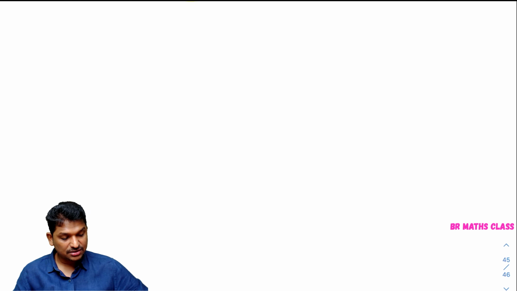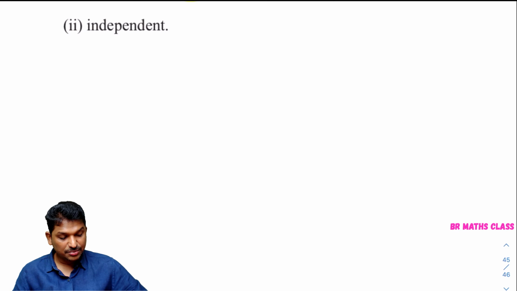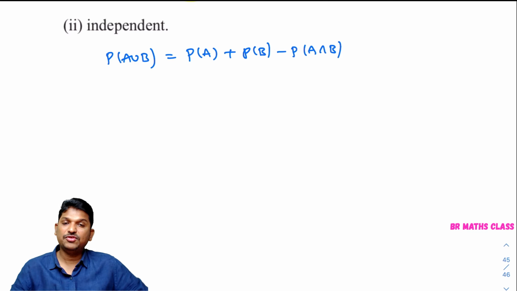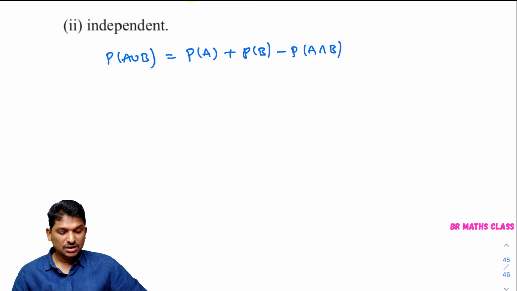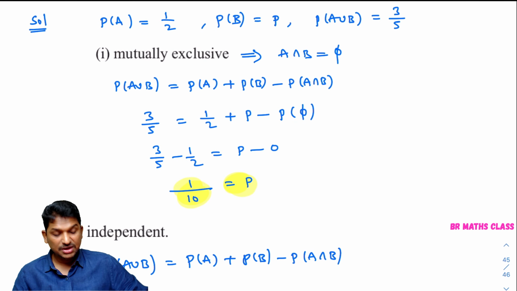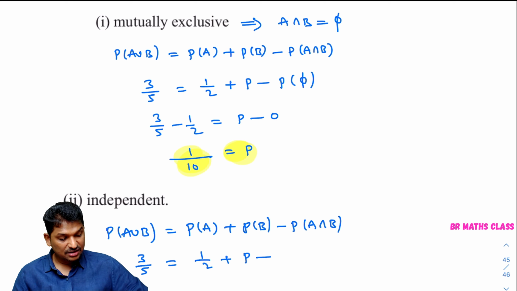Okay, in this one more thing they are asking: if the events are independent, find P. We need to find P when the events are independent. You know this formula as usual. Probability of A union B is probability of A plus probability of B minus probability of A intersection B. Probability of A union B is given in the question as 3 by 5. Probability of A is 1 by 2. Probability of B is P.